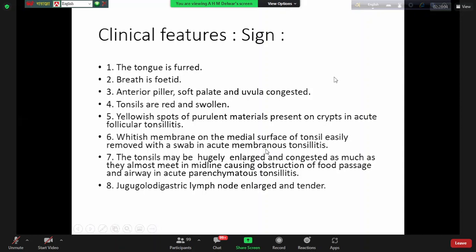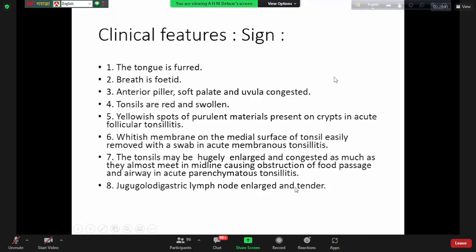acute membranous tonsillitis. The tonsils may be hugely enlarged and congested so much that they almost meet in the midline, causing obstruction of food passage and airway in acute parenchymatous tonsillitis. Sometimes when two tonsils are near, it is called kissing tonsils. Acute parenchymatous tonsillitis, another name is kissing tonsils. Two tonsils are close, and the airway and food passage are also obstructed.